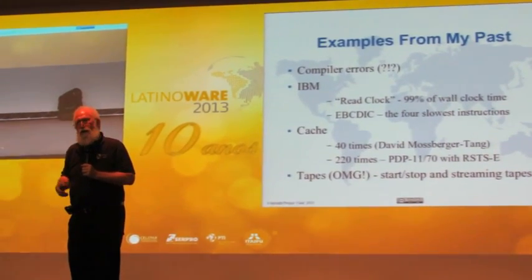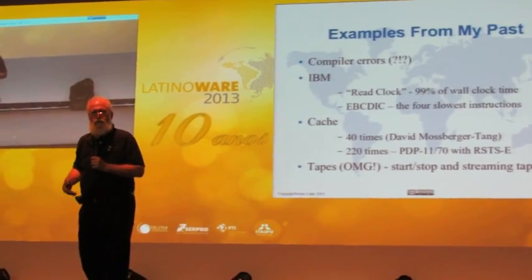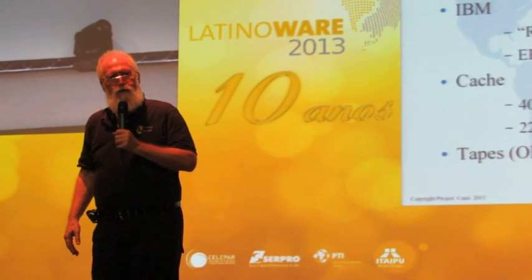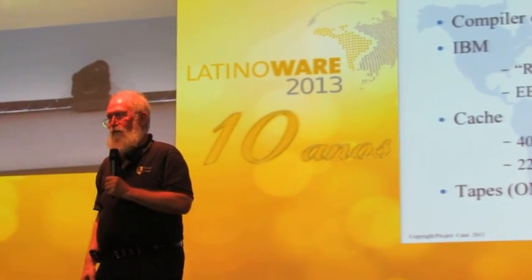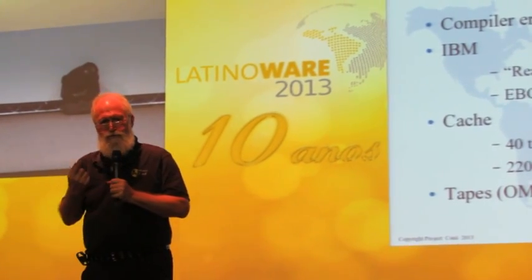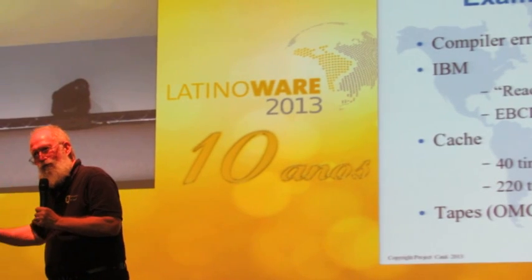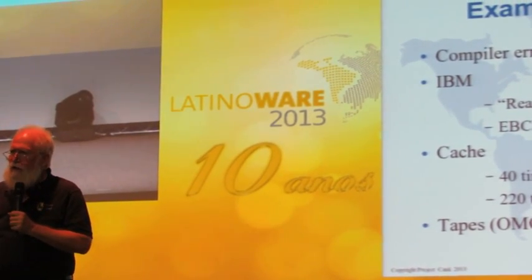And I went to the programmer and I said, why are you reading the clock 200,000 times during your program? He says, I want to figure out what day it is. I said, why don't you just read the clock one time at the beginning of your program and store it in a variable? He says, oh yeah, I guess I could do that.